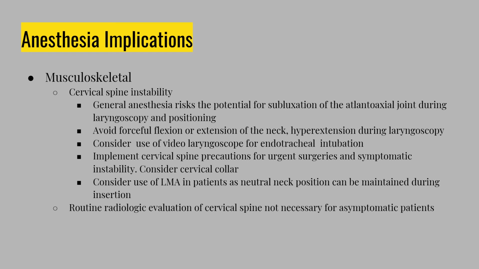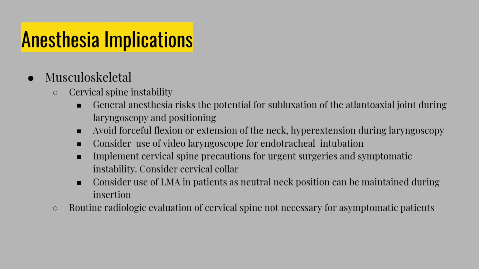In terms of the musculoskeletal system of these patients, as we have discussed earlier, these patients often suffer from cervical spine instability. In these circumstances, it is important for the CRNA to understand the risks that general anesthesia poses to this population. Manipulation of the neck and upper body anatomy risks subluxation of the atlantoaxial joint space during laryngoscopy and positioning. It is important that the CRNA avoid forceful flexion or overextension of the neck during direct laryngoscopy.